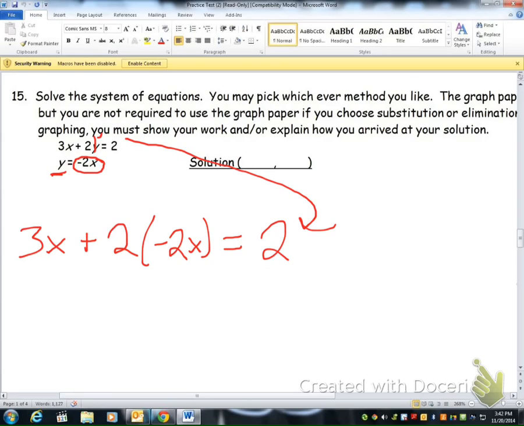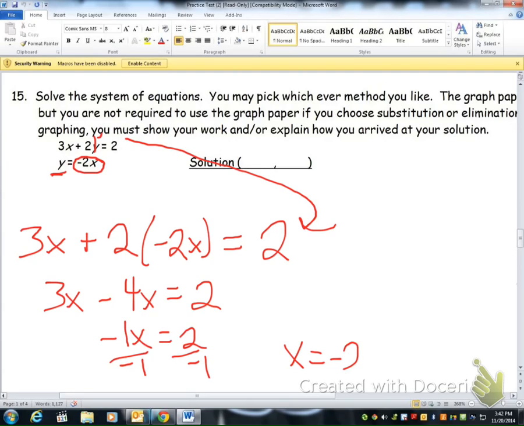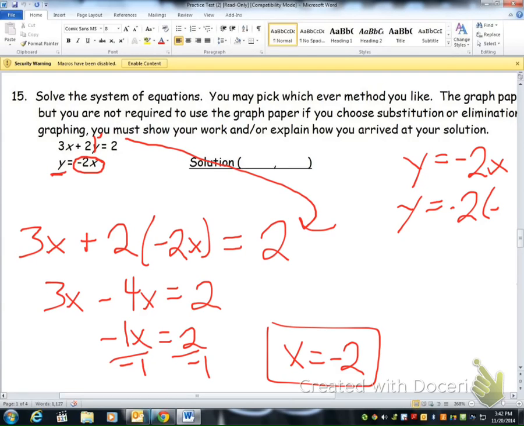So then I do order of operations. 3x minus 4x equals 2. 3 minus 4 gives me -1x equals 2. And dividing through by -1, I get x equals -2. Then to find my other value, I'm just going to plug in. So y equals -2x becomes y equals -2 times -2, which means y is going to equal +4. So that's how we do number 15 using substitution.